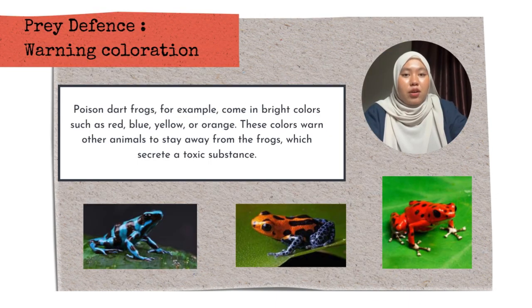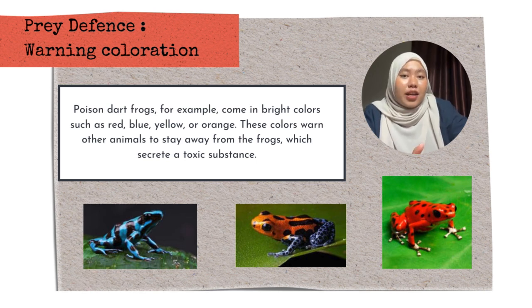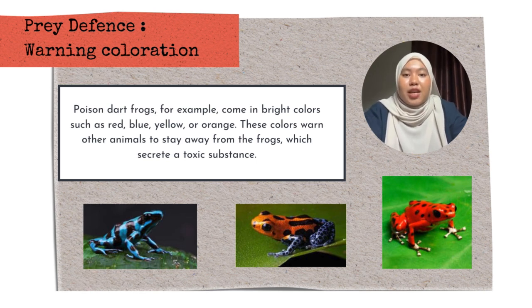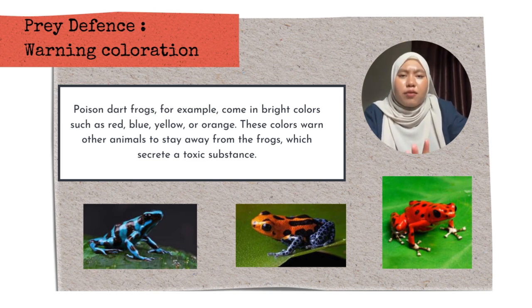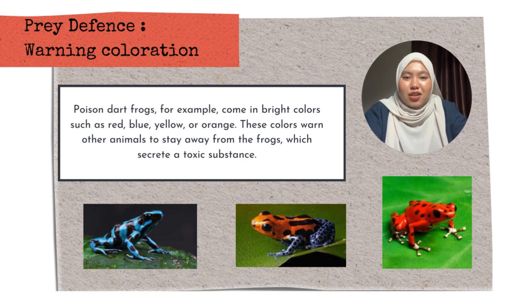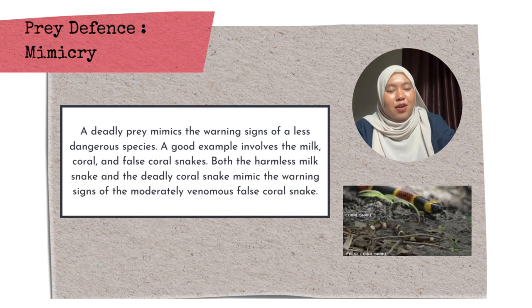Next, we have warning coloration. Poison dart frogs, for example, come in bright colors such as red, blue, yellow, or orange. These colors warn other animals to stay away from the frogs, which secrete a toxic substance. Last but not least, mimicry.